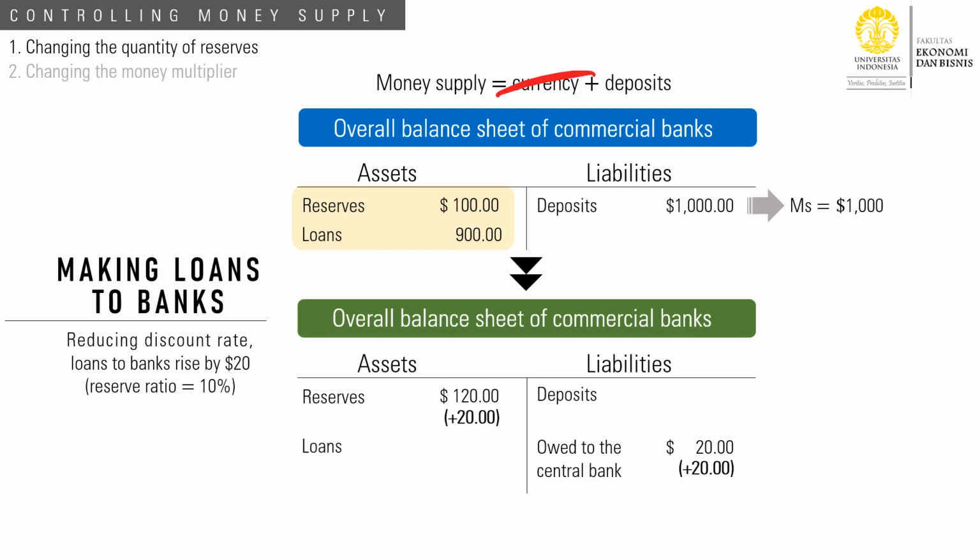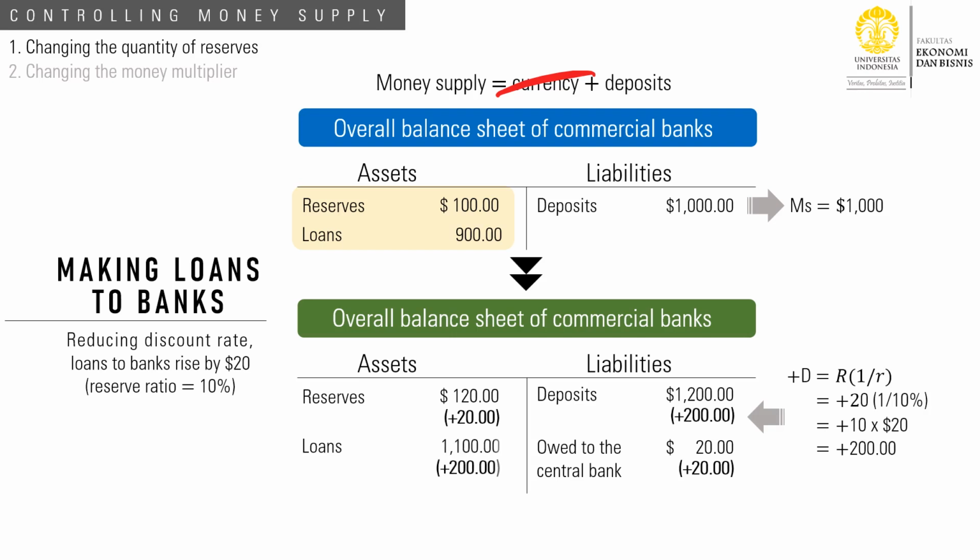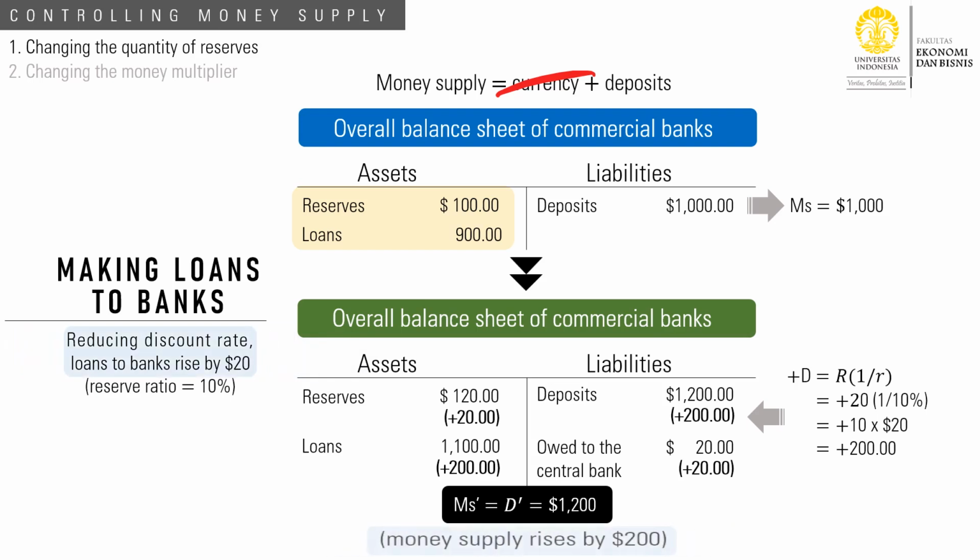Using the money creation formula, the $20 of the additional reserve create more loans and cause the deposits to rise by $200 or 10 times the additional reserve. From the balance sheet, we can also observe that the rise in deposits is due to the $200 additional loans that have been made in the monetary system. So, total deposits are now $1,200. Money supply is again equal to total deposits. After the discount rate is reduced, money supply equals $1,200 or increases by $200.